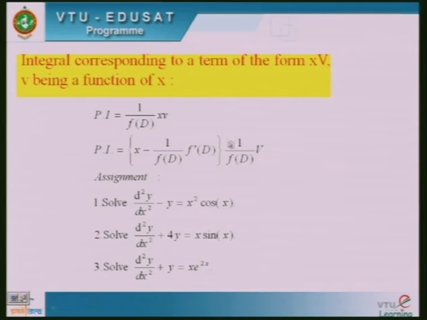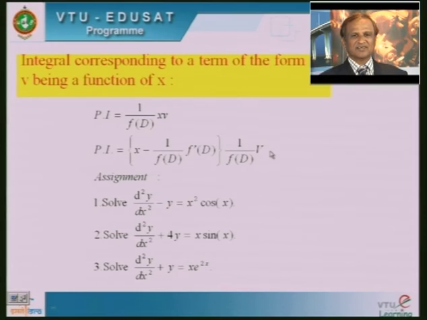This side means first I want to evaluate 1 upon f of D v. Again, v may be any one of the previous types. For example, it may be of the type e raised to x, sin x, or cos x. Suppose it is cos ax, then I want to use that formula: I identify D square and replace it by minus a square. If it is of the type x raised to m, then I use that formula. Depending upon v, I evaluate, then multiply from this side. Like that I can evaluate. Is it clear?